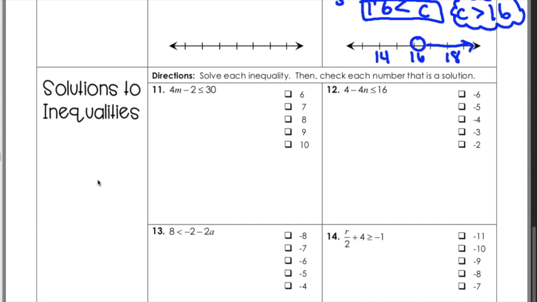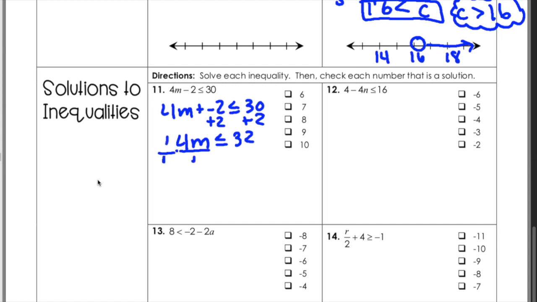So 11, we have 4m plus negative 2 is less than or equal to 30. So we're going to add 2, 4m is less than or equal to 32. Multiply by the reciprocal. And m is less than or equal to 8. So this is our solution to the inequality. M is less than or equal to 8.